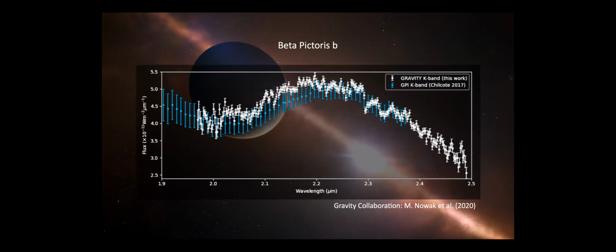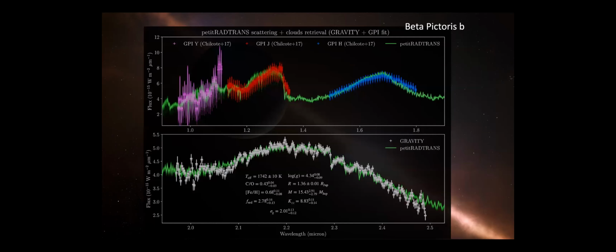The K-band spectra that we extracted with GRAVITY lately on beta Pictoris b are the white points here, to be compared with the classical GPI imaging in blue. And you see the molecular absorption features there. From these molecular absorption features, you can go one step further and try to characterize the atomic ratios, for example, in the atmosphere of exoplanets.